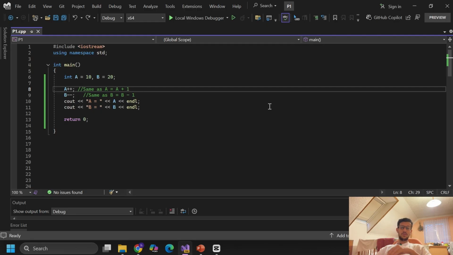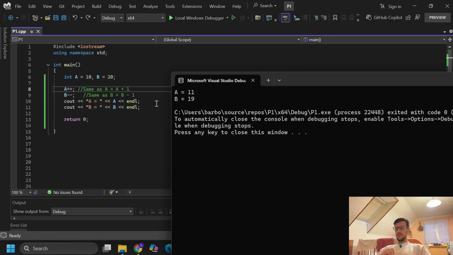So if you see any increment or decrement operators in the future, you already know it's exactly the same as a equal a plus 1 or b equal b minus 1. If I run this program, the result should be 11 and 19. Let's run this program. Perfect. For the first line of code, the increment operator, the compiler gives me 11.